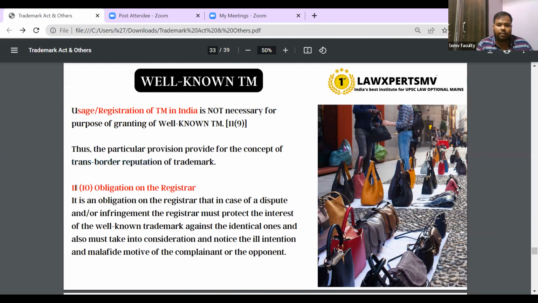And another thing is that there is an obligation on the registrar to make sure that he is not taking any other trademark in the name of a well-known trademark. This is as per Section 11 clause 10.